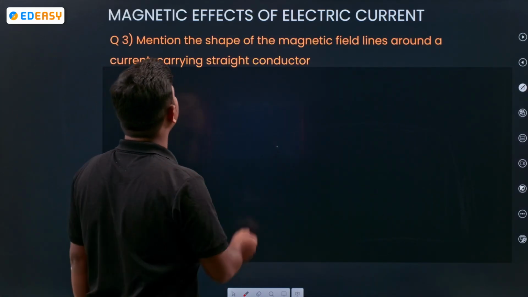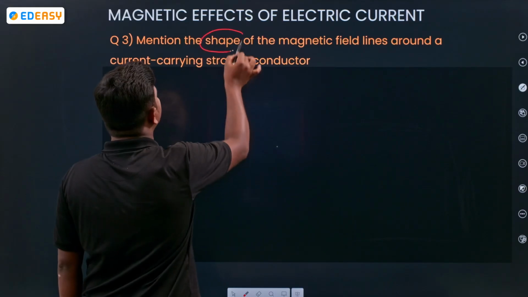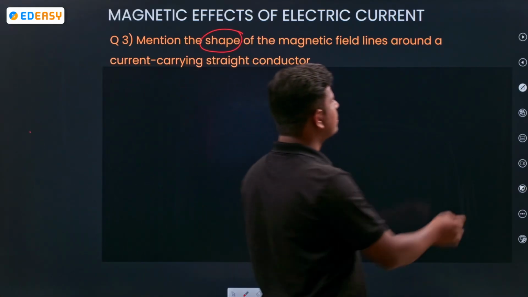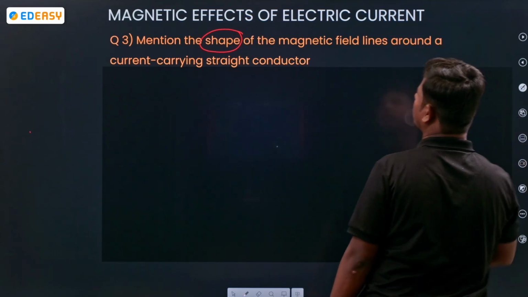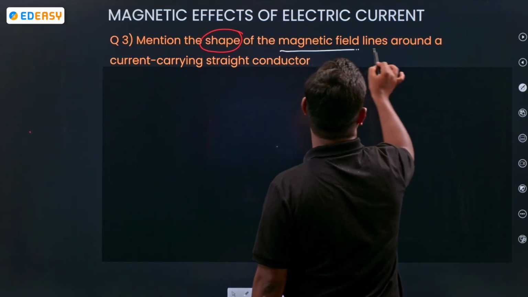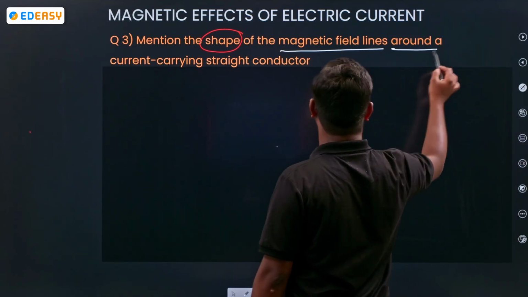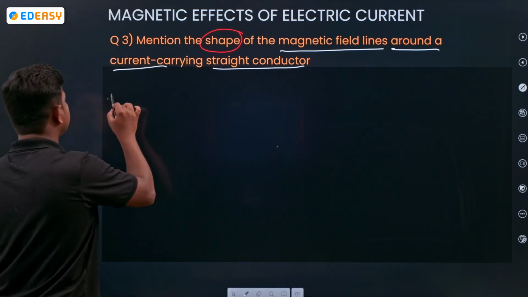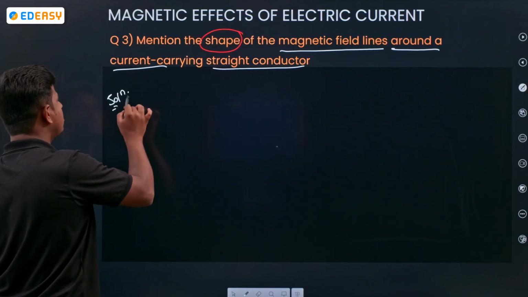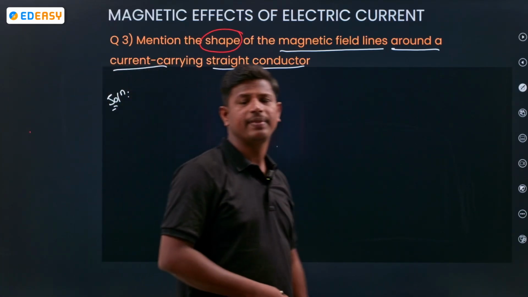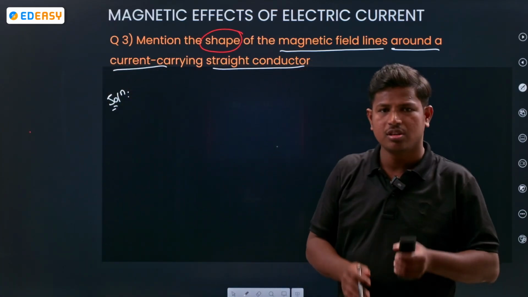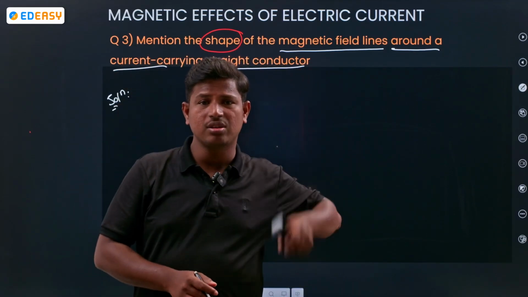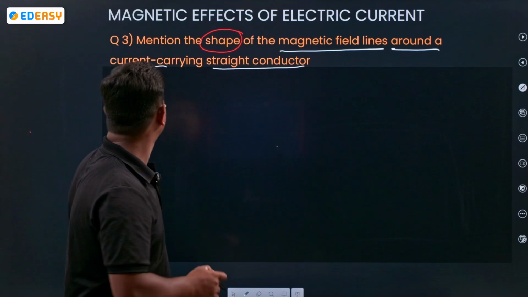Mention the shape of the magnetic field lines around a current carrying straight conductor. Anybody from the comment section? Anybody? So, as I told you, right? What is the question? What do you want to mention first of all?